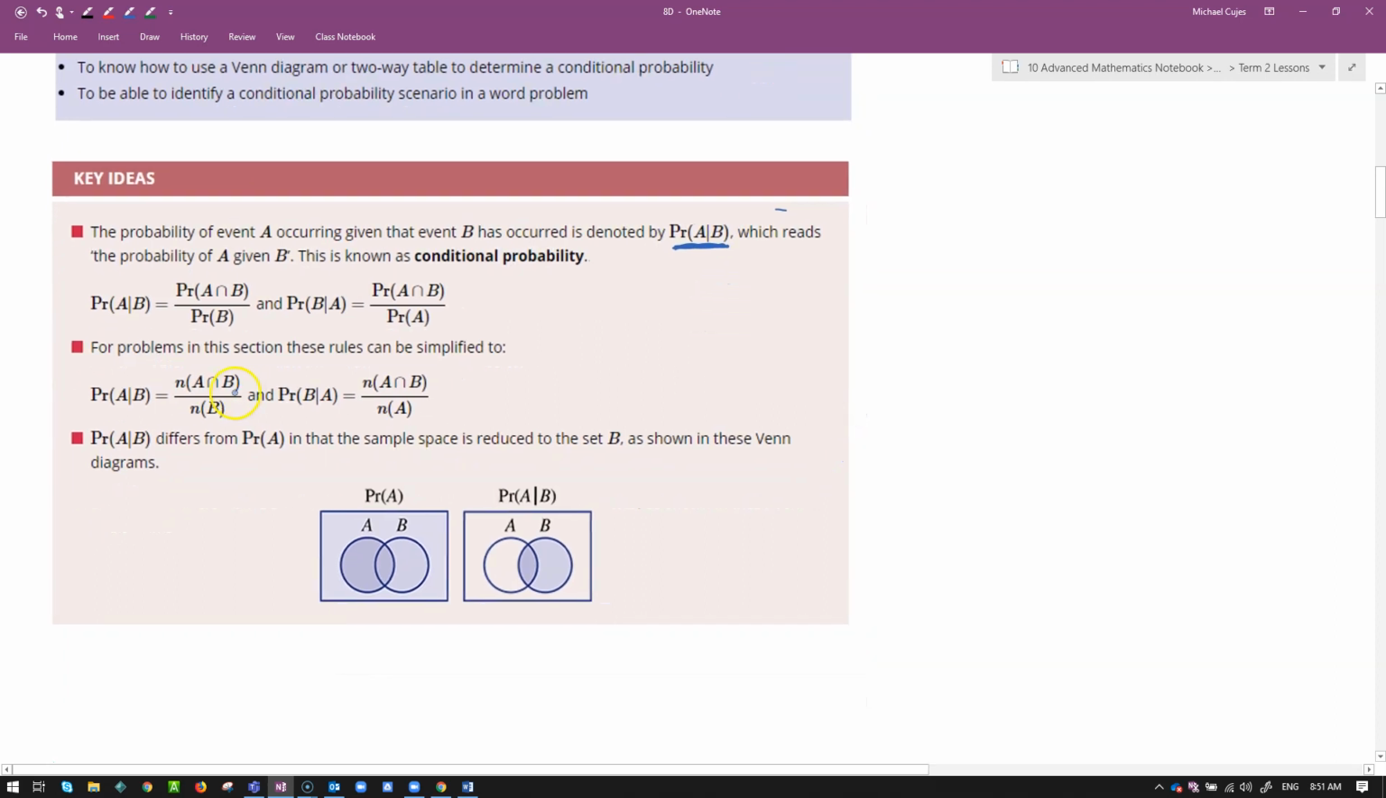And there you go, they're trying to simplify the rules there. So the number in A and B divided by the number in B. So these rules, if you're looking at a Venn diagram and you can count the number in each one, that's fine to do it that way as well.